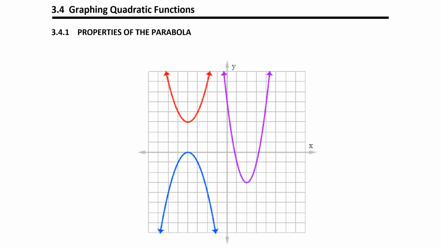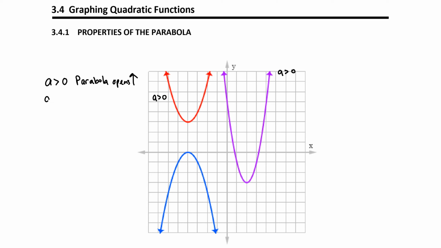So back to section 3.4.1, the properties of the parabola. If that leading coefficient a is positive, that is, a is greater than 0, then we can recognize the parabola opens up. So the purple parabola here would have a leading coefficient greater than 0, and the red parabola would have a leading coefficient greater than 0.